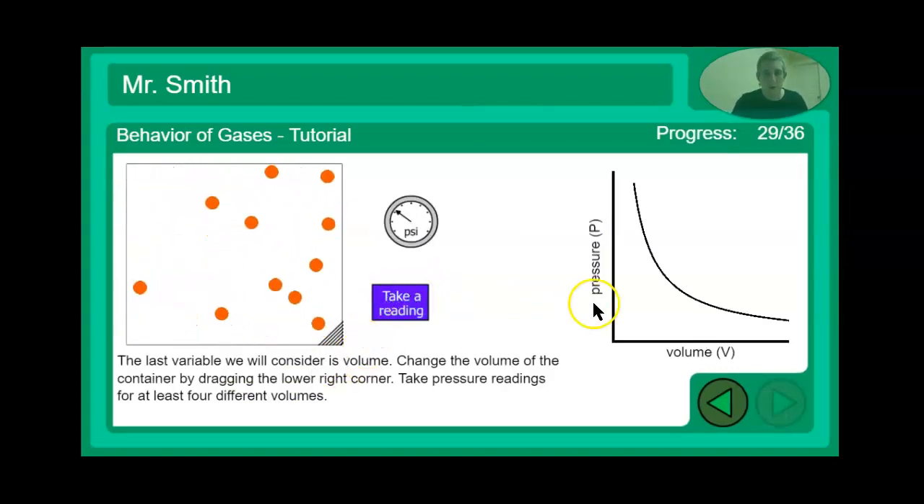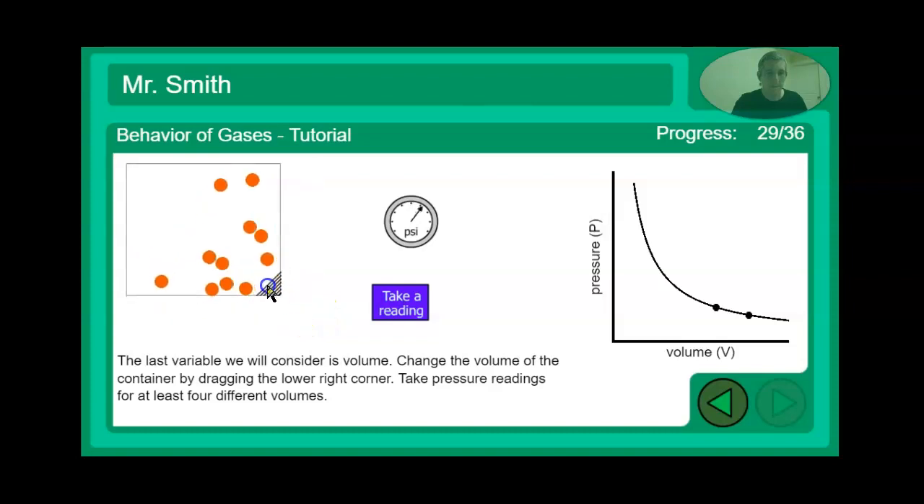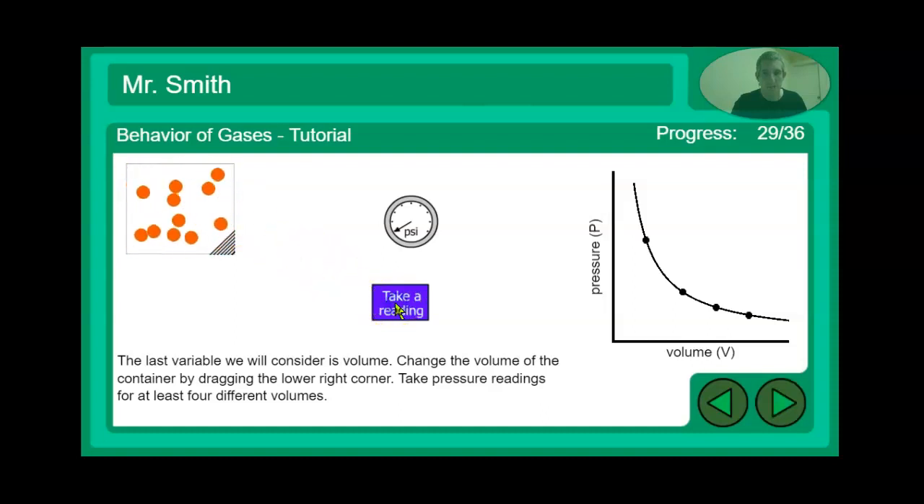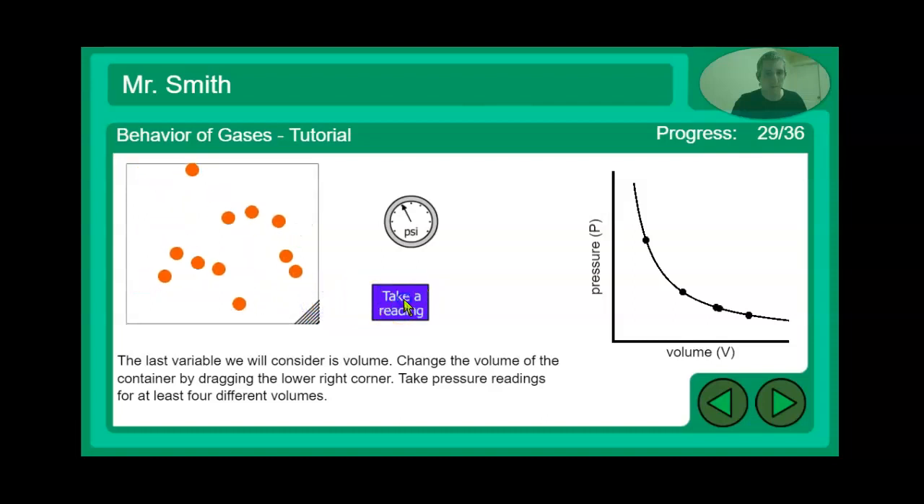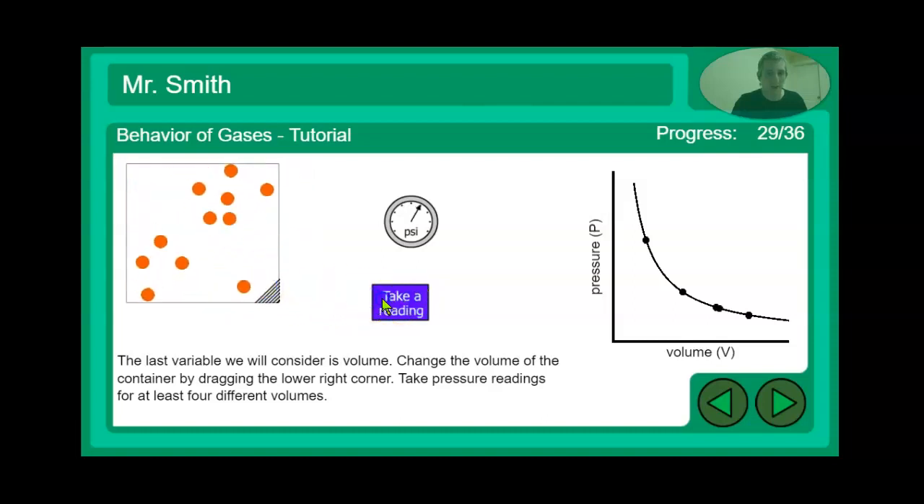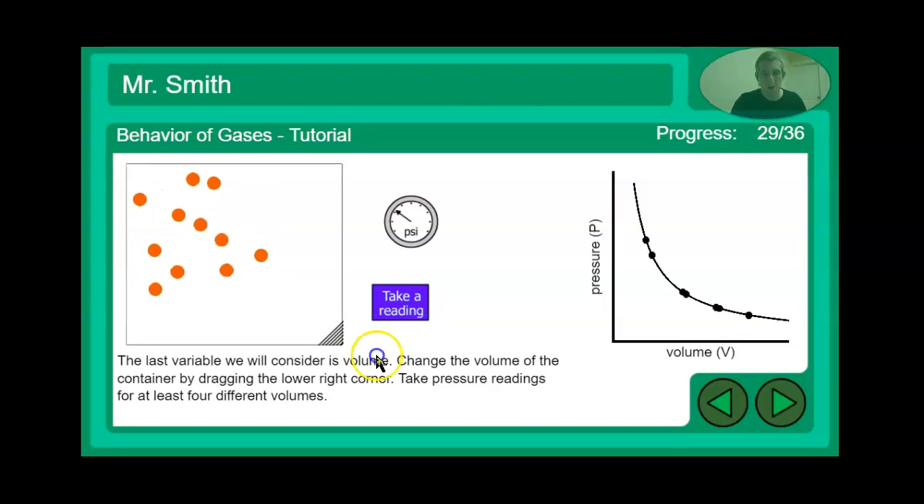So here we're going to work with pressure and volume. So let's take a reading, and then we can contract this a bit. Notice the pressure's going up. Notice the pressure's going up over here as well. Here's the smallest one that we can get, and here's the biggest one that I can get over here. So again, it's all about those collisions. When there's less space for these gas atoms to move around in, they collide with the wall more often. When there's more space, they collide less often.